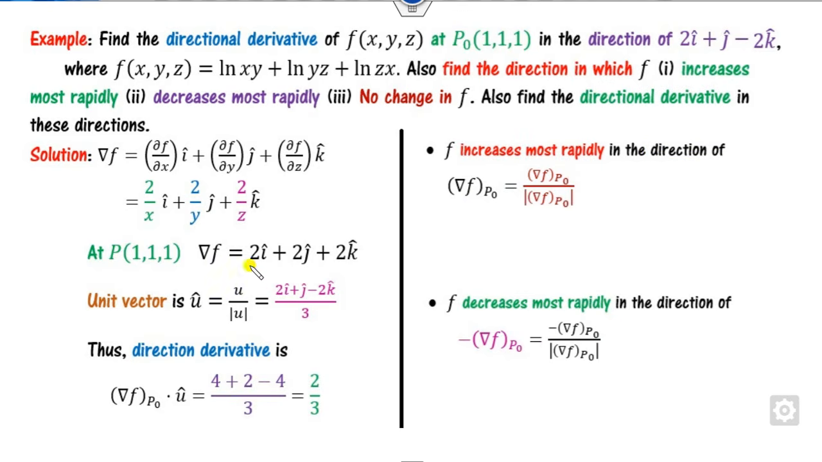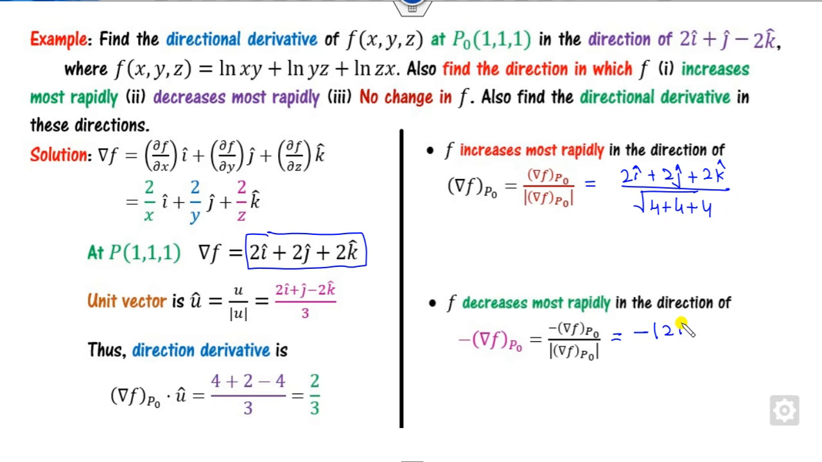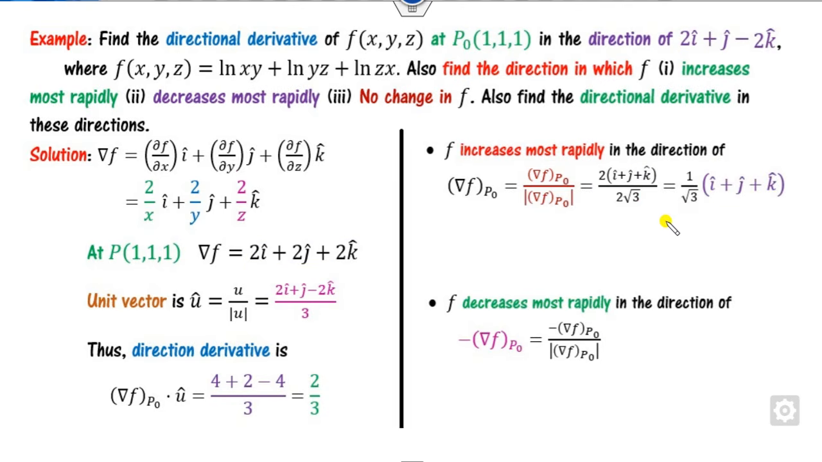So what is the gradient of f? If I substitute this value, it is 2i cap, 2j cap, 2k cap divided by the square root of 4 plus 4 plus 4. In this case, it's minus 2i cap, 2j cap, 2k cap divided by minus 2 square plus 4, minus 2 square plus 4, minus 2 square plus 4 is the right answer. So since it's positive, similarly you can find the negative.